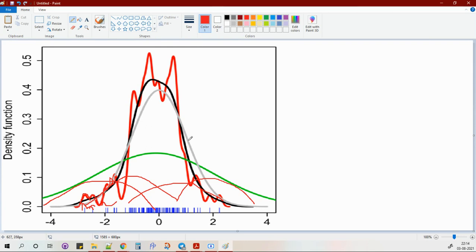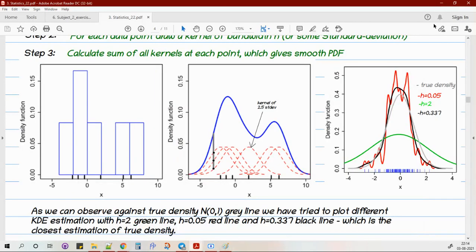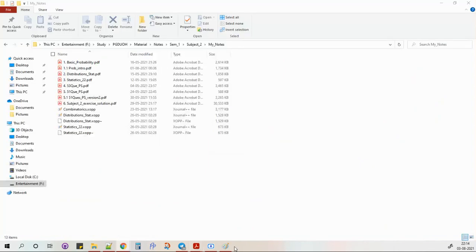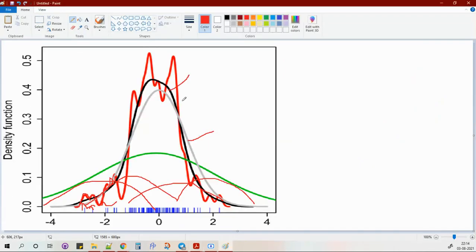And this is the true one. So if I take h equal to some value, 0.337 like this, then I get this black line. So this black line is a good estimation of this gray line, right? This is chosen using some domain knowledge, trial and error, like that, right?